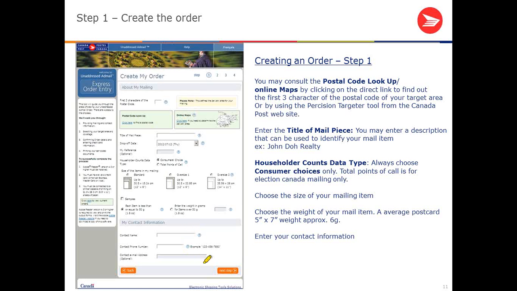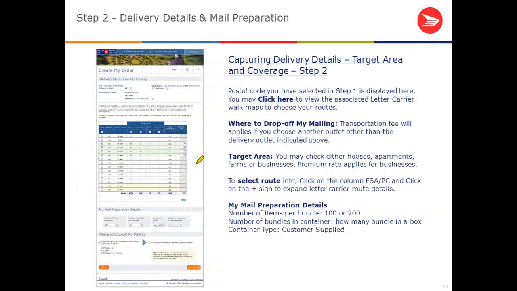All right, contact name, phone number, and then on to next steps. So your next step here is you start building your mail plan. You can select your FSAs, add in your letter carrier walks.